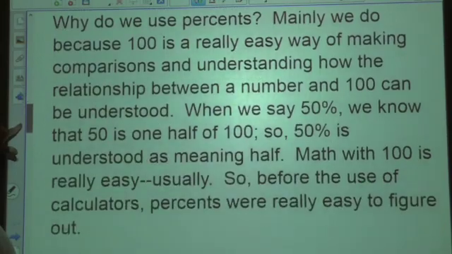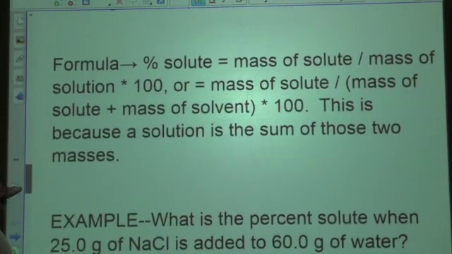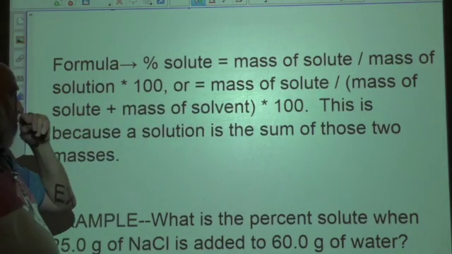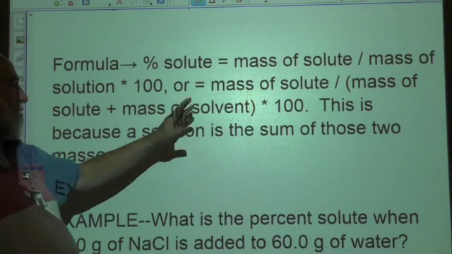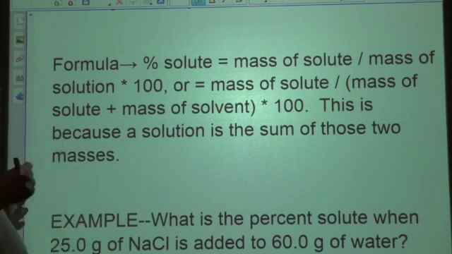So, the formula then: percent solute equals mass of solute over mass of solution times 100, or mass of solute divided by mass of solute plus mass of solvent times 100, which is what I just wrote. This is because the solution is the sum of those two masses.